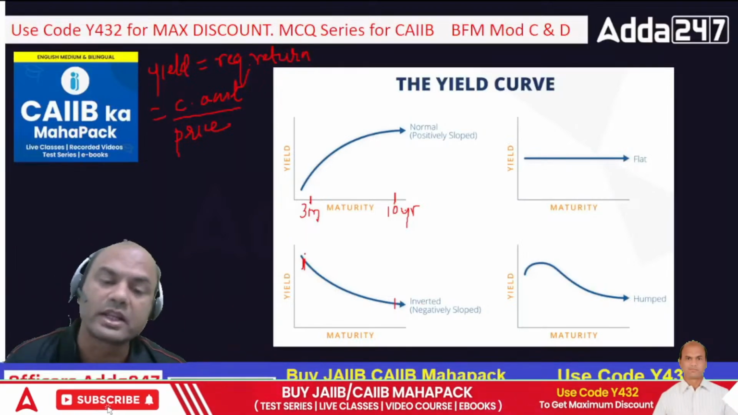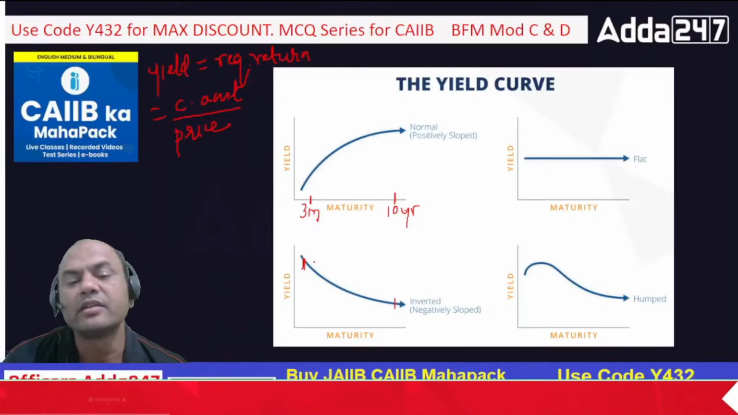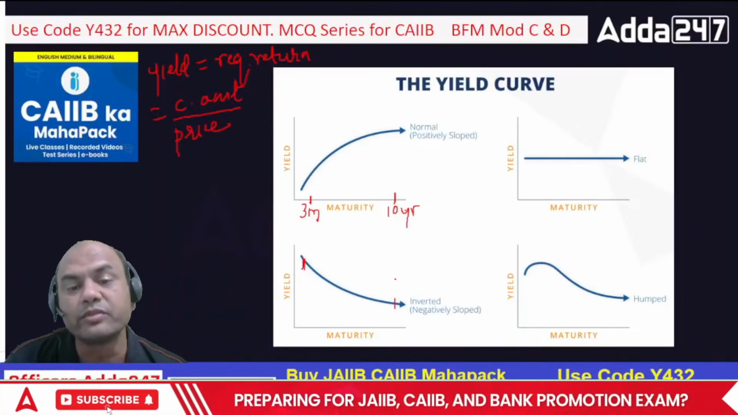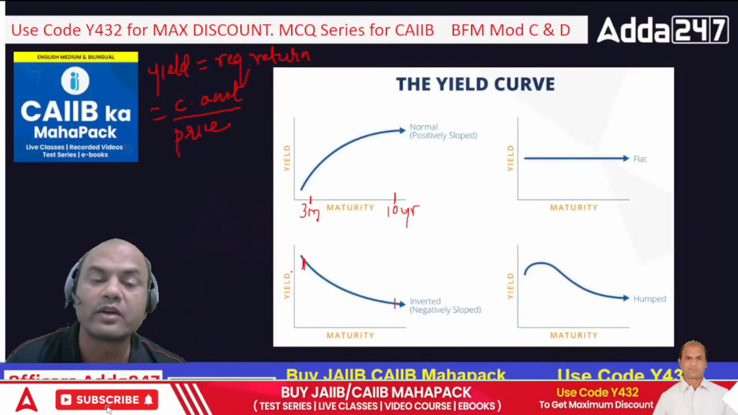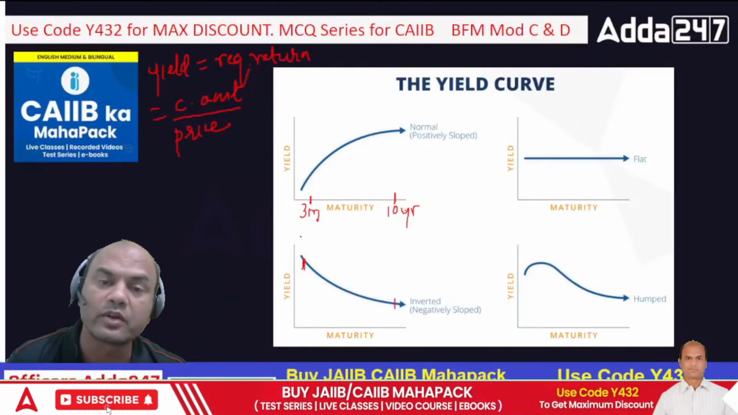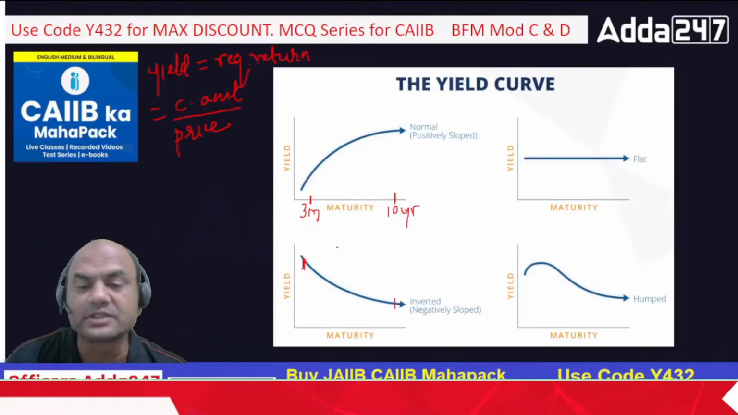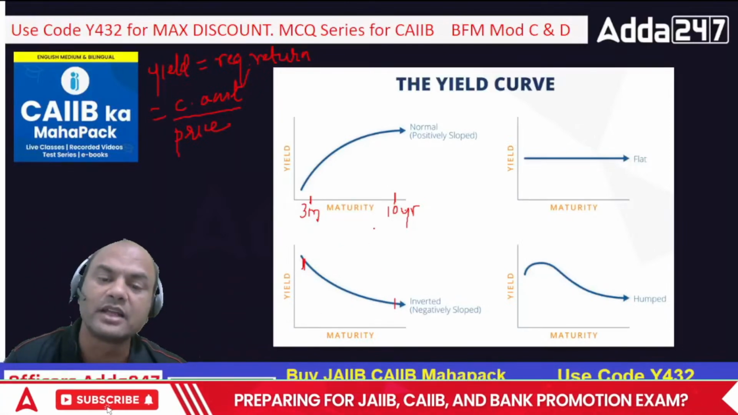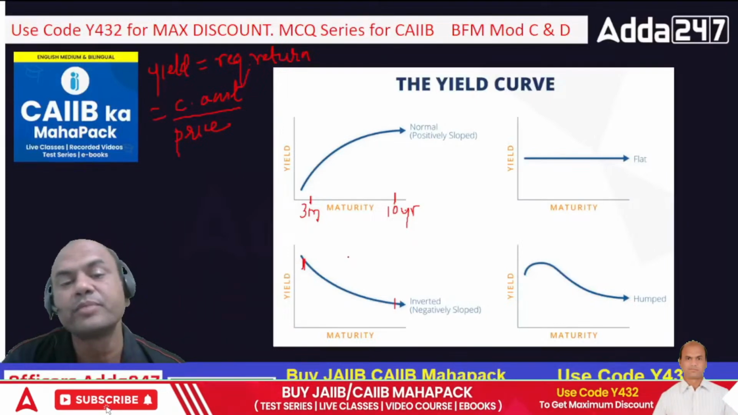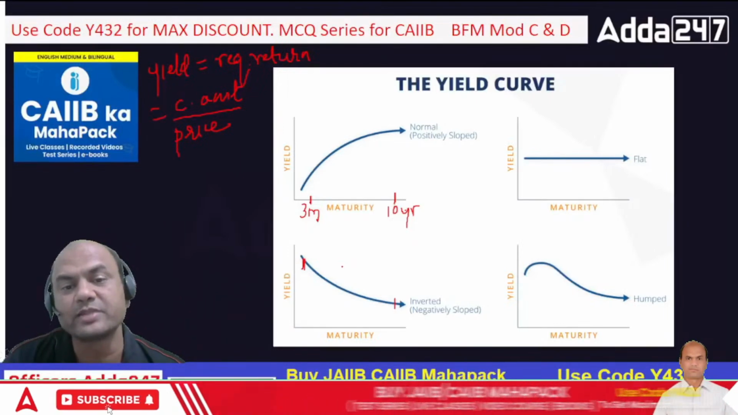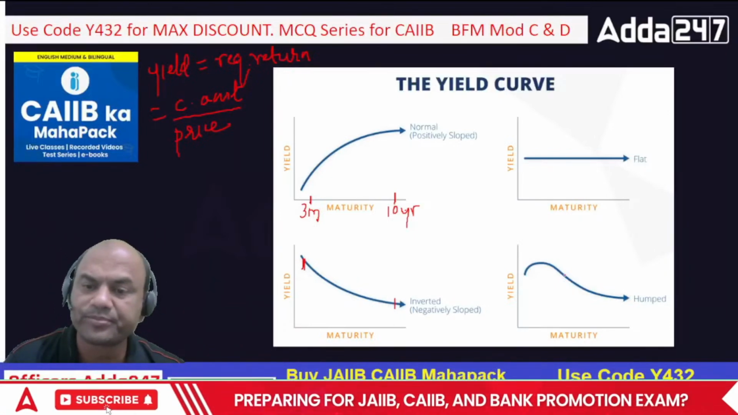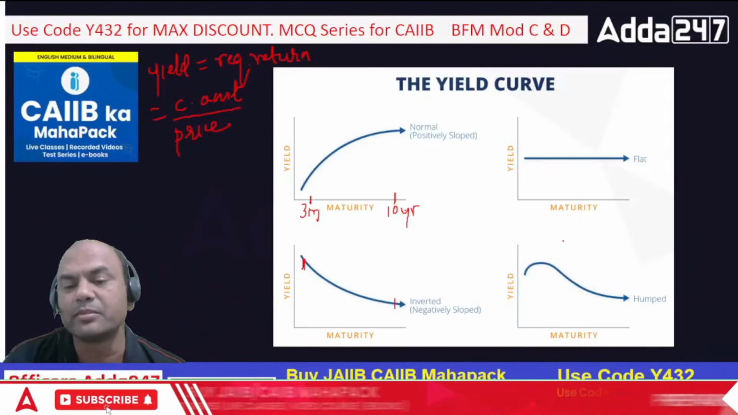Okay, what does it mean? It meant that people were expecting lesser returns in the longer duration vis-a-vis higher returns in the shorter duration. So when this happens, when it is negatively sloped, it means that the country will go into not an acceleration phase but a deceleration phase. Okay, depression phase. Okay, next one is this camel hump.